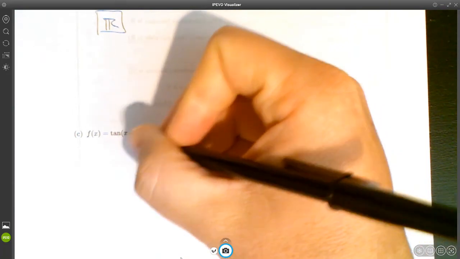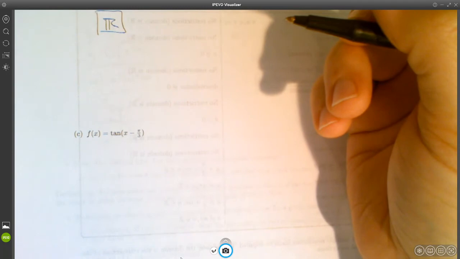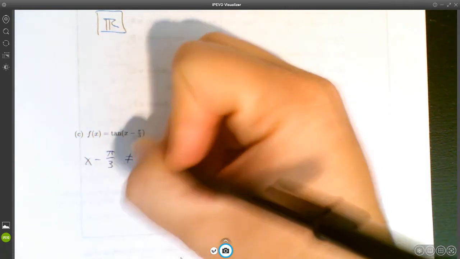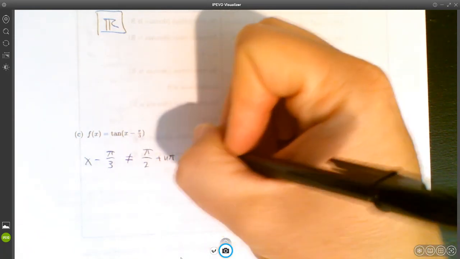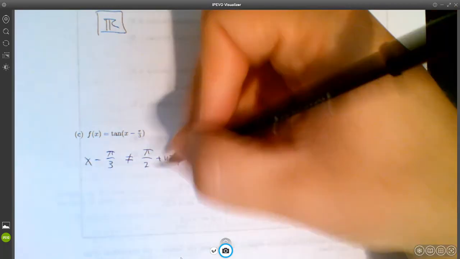Tangent of x minus pi over 3. Okay, so this is a little more challenging, I guess. But what we would say is that our argument here is not allowed to be pi over 2 or any integer multiple of pi plus pi over 2, right? In other words, the argument, x minus pi over 3, cannot equal pi over 2 plus n pi, where n is an integer, right? It can be any other real number, just not these numbers, okay?